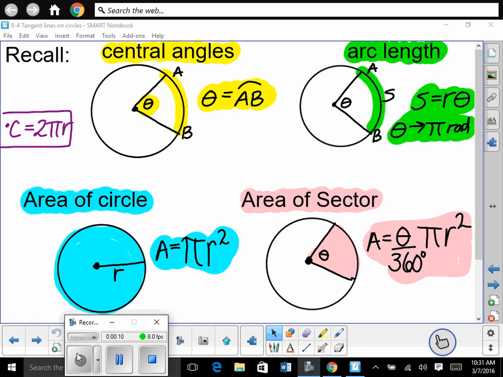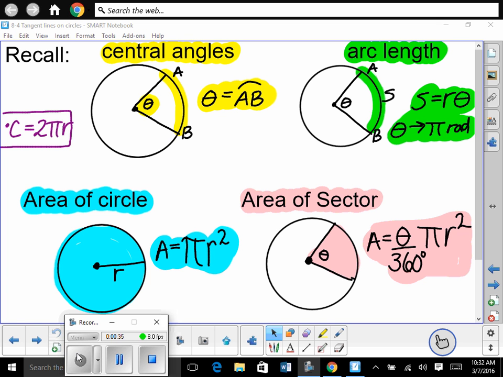We learned on the first day about central angles. A central angle is an angle that starts at the very center of the circle and works its way out. And a central angle is equal to its intercepted arc. So if this is 30 degrees, the measure of arc AB is 30 degrees, right? Now if arc AB is 60 degrees, what's our central angle, theta? Oh, 60 degrees, good, okay.